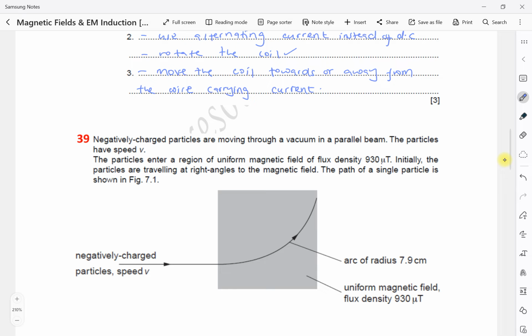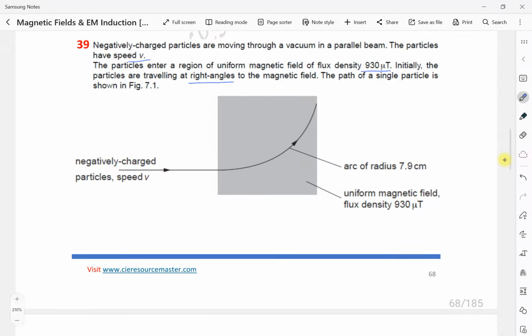Negatively charged particles are moving through a vacuum in a parallel beam. The particles have speed v. The particles enter a region of uniform magnetic field of flux density 930 microteslas. Initially, the particles are traveling at right angles to the magnetic field. By Fleming's left-hand rule, they will experience a force which is perpendicular to the magnetic field and also perpendicular to the direction of motion of these particles. The path of a single particle is shown here. Okay, so it's an arc of radius 7.9 centimeters.